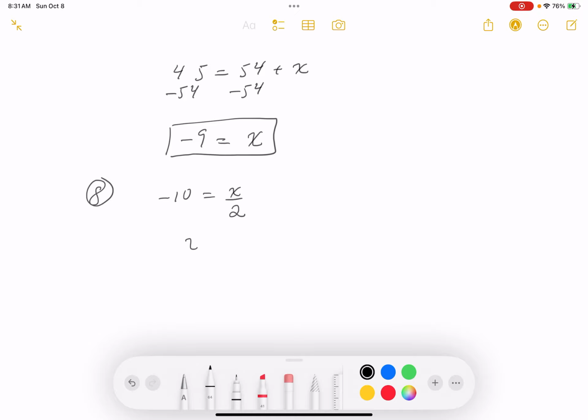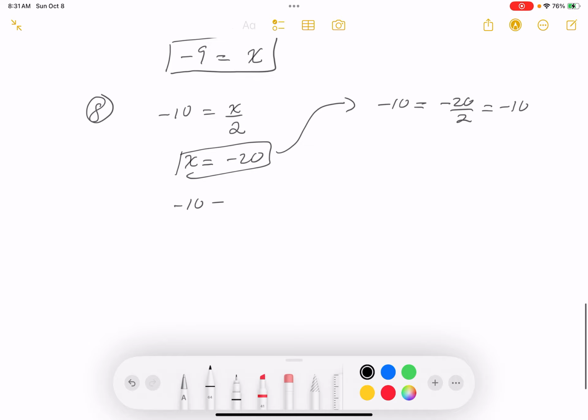Well, looking at this thing, I'm going to say x is minus 20. I could check it. Minus 10 equals minus 20 divided by 2, which of course is minus 10. This does work out. Let's talk about the procedure, though. Minus 10 equals x over 2. I would multiply both sides by 2. 2 is a divisor. Now 2 is a multiplier. So I'm going to multiply this side by 2 as well. It's fair and equal treatment. What do you get? Minus 20.